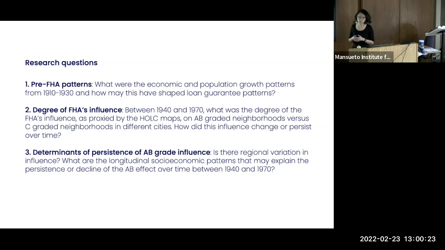Number two, and this is the main question that I'm interested in: between 1940 and 1970, what was the degree of the FHA's influence, as proxied by HOLC maps, on A and B graded neighborhoods versus riskier C graded neighborhoods in different cities, and how does this influence change or persist over time? Number three, I'm interested in the persistence of this influence over time and what might be some explanatory factors. Is there regional variation? What are the longitudinal and socioeconomic patterns that may explain this persistence or decline of this effect in the same 1940 to 1970 period?